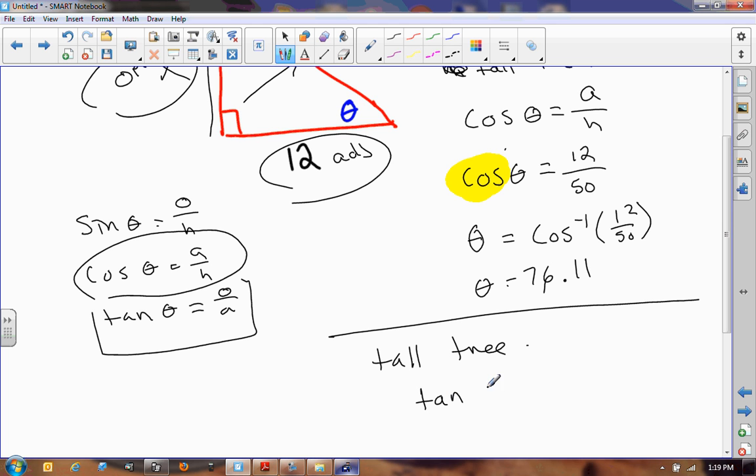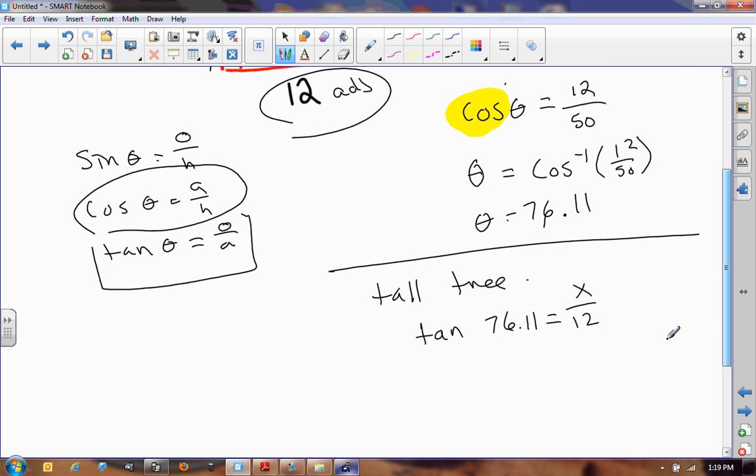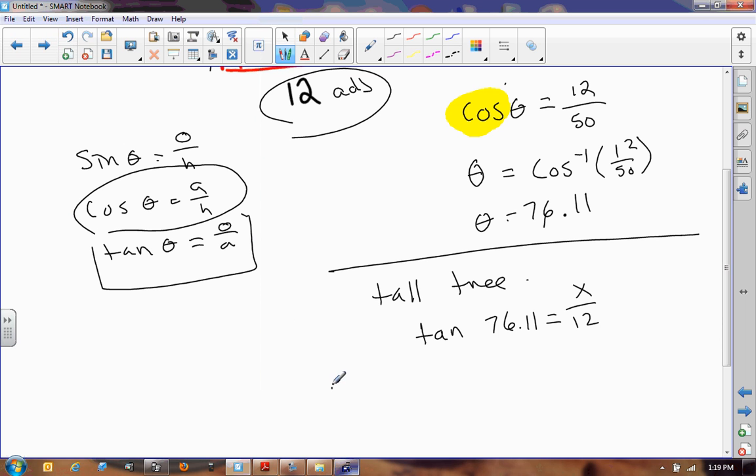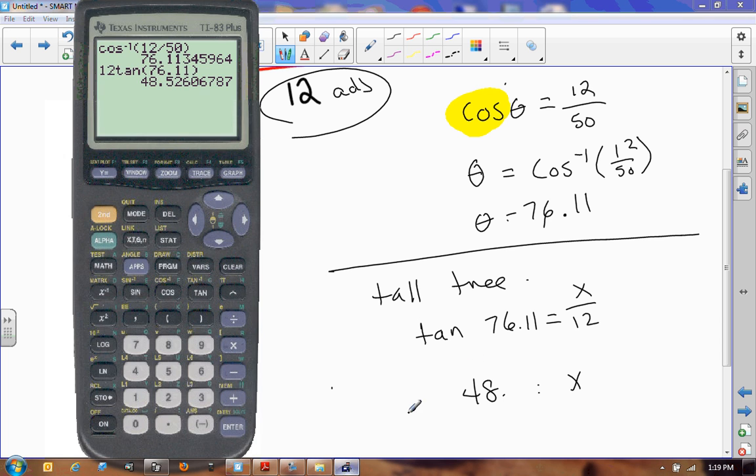Tangent of theta, which we already know right now, that's 76.11, equals the opposite, which I don't know, over adjacent, which is 12. We did a problem like that. You multiply by 12. 12 tangent of 76.11 is 48 feet. 48 and change, 48.5.